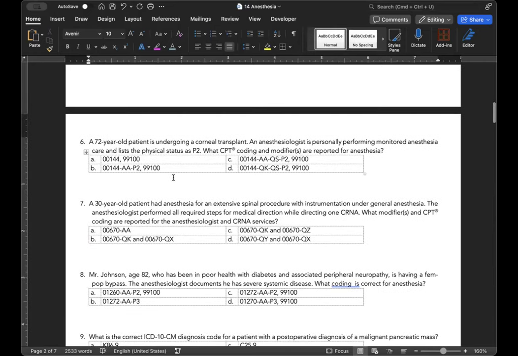So number six is a 72-year-old patient undergoing a corneal transplant. An anesthesiologist is personally performing the monitored anesthesia care and then lists physical status as P2. So from a testing perspective, we don't have to look at our CPT code, right? Our CPT code is the same for the anesthesia in all four options. What they're testing you on is whether you know which modifiers are appropriate for the scenario. So your anesthesiologist is personally performing the monitored anesthesia care.